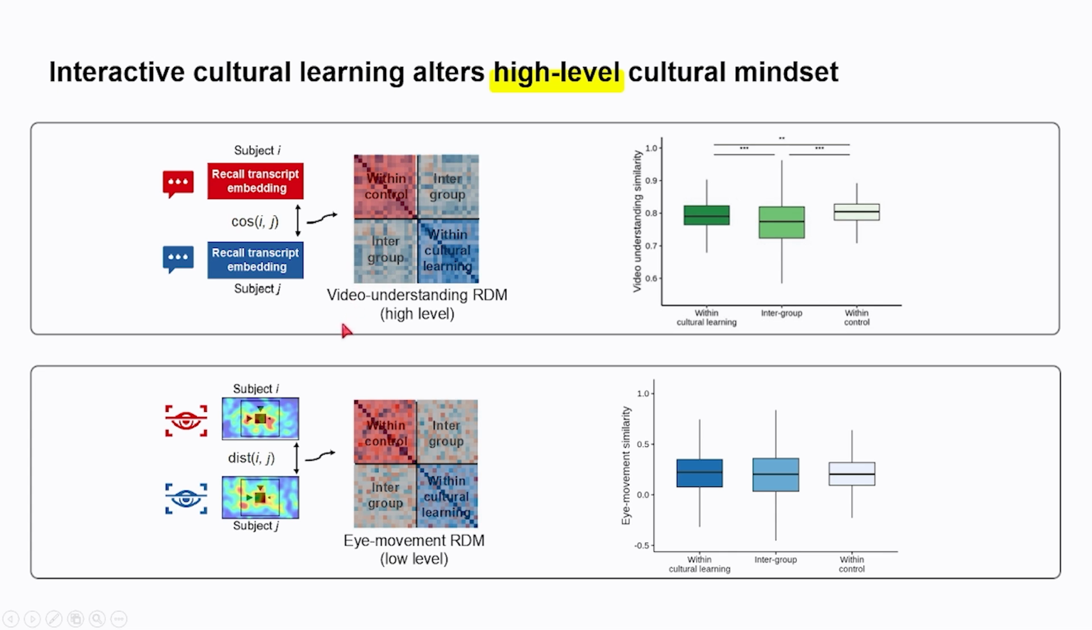However, in the eye movement data, the similarity within the control group, within the cultural learning group, and between groups have no significant difference. And this result may indicate that the cognitive processing of the cultural learning group and the control group are different after the cultural learning. Thus, we may infer from this result that interactive cultural learning alters people's cultural mindset from a high-level cognitive processing.